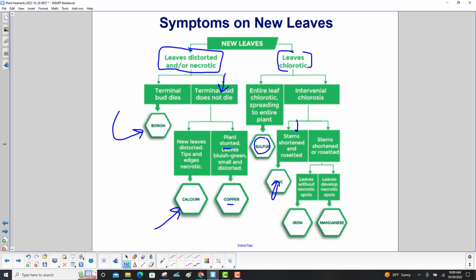If you have interveinal chlorosis and the stems are shortened and rosetted, which means they're turning red, you're missing zinc. If the stems are shortened or rosetted, that's this path here, and you have leaves without necrotic spots, you're missing iron. If they develop necrotic spots, you're missing manganese.